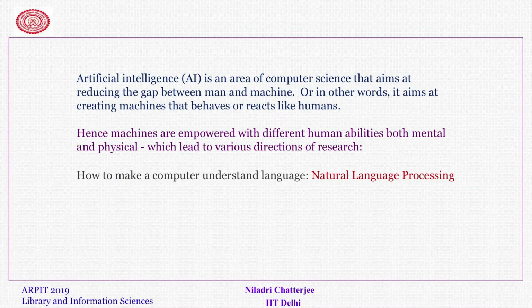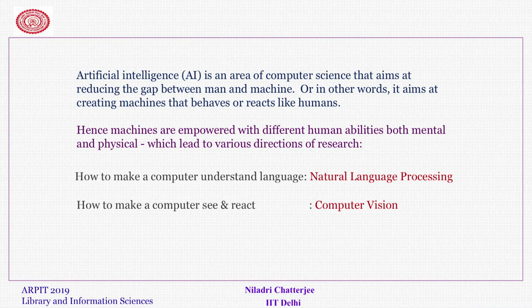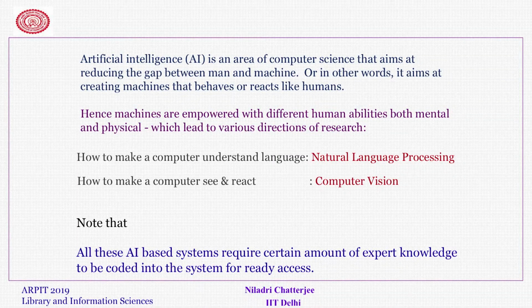For example, how to make a computer understand human language. Research in this direction is called natural language processing. In a similar way, how to make a computer see and react, that leads to computer vision. But if we analyze these systems, we see that all AI based systems require a certain amount of expert knowledge to be coded into the system for ready use.